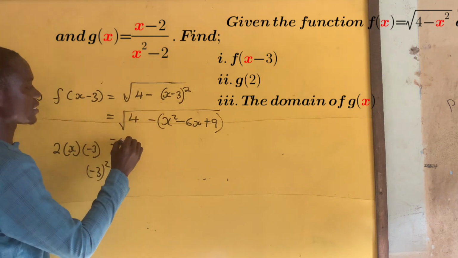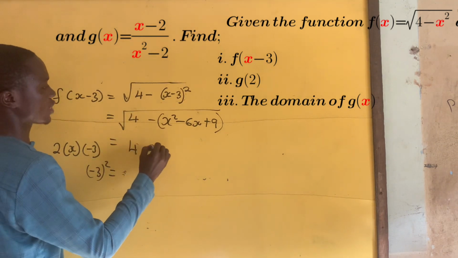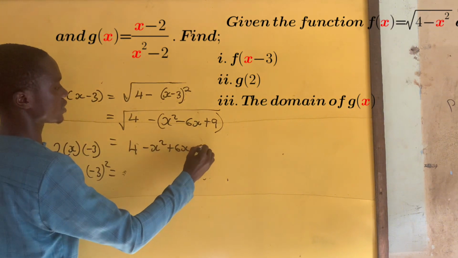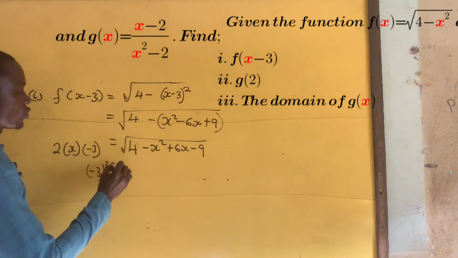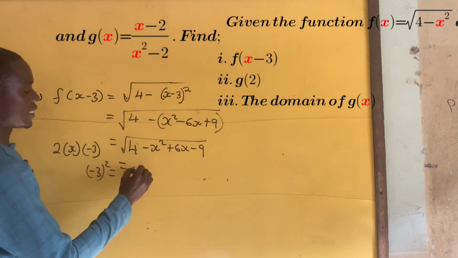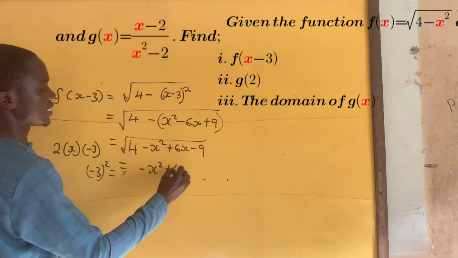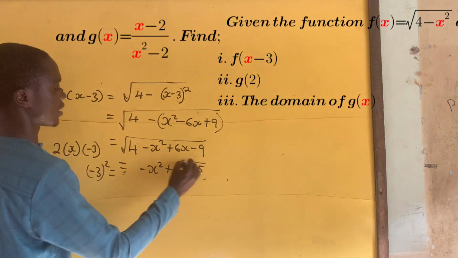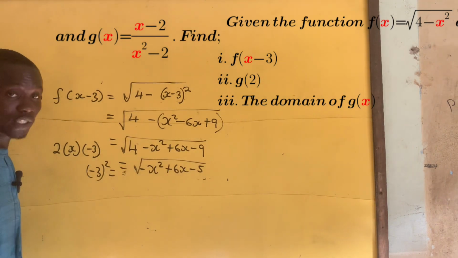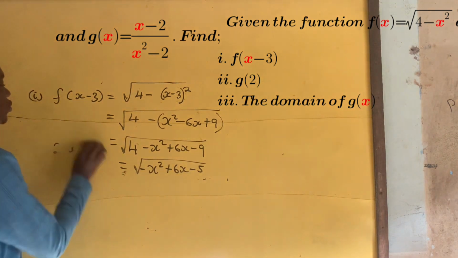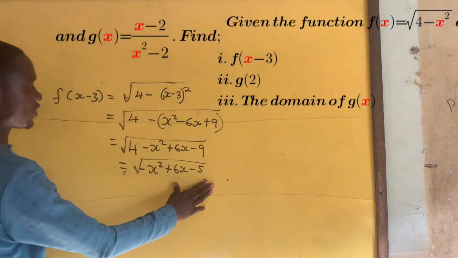So this will give us 4 minus x squared plus 6x minus 9 under the square root, which will give me negative x squared plus 6x minus 5 under the square root. Wow, and you are done. You don't need to go further because you've simplified it.